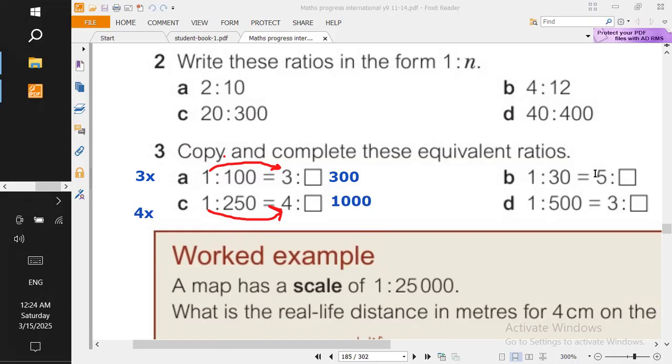How did the 1 become 5? By multiplying by 5. 30 times 5 is going to be 150. Same here. 1 became 3 by multiplying by 3. So I multiply this by 3, it's going to be 1500. So the equivalent ratio idea is checking what happened to one of the ratios and doing the same with the other ratio. Now let's move on to the next question.